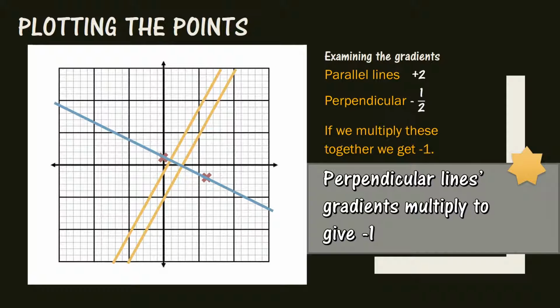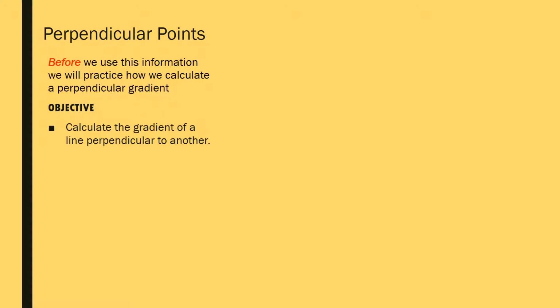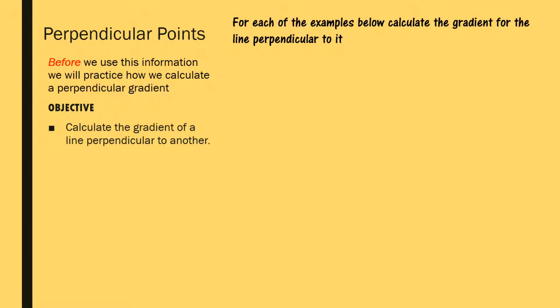And the bit to know is the perpendicular lines' gradients multiply to give minus 1. I'll show you how we can use this in the next page. So we're going to calculate the gradient of a line perpendicular to another one. I'm going to give you two examples here, where I give you the gradient, and you calculate the gradient for a line that would be perpendicular to it.